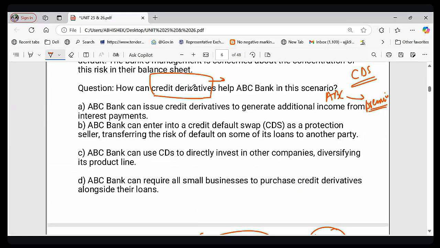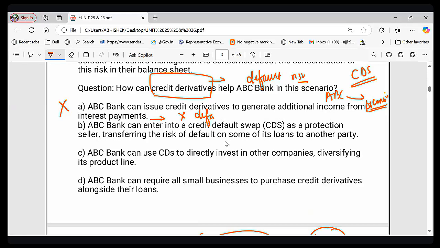Now let's see the other options that we have. Option A suggests issuing credit derivatives to generate additional income. If you issue credit derivatives to generate additional income, this does not reduce the default risk. What is our main problem? Our main problem is the default risk, and by issuing more credit derivatives, our default risk will not reduce. That is why option A is not the correct answer.